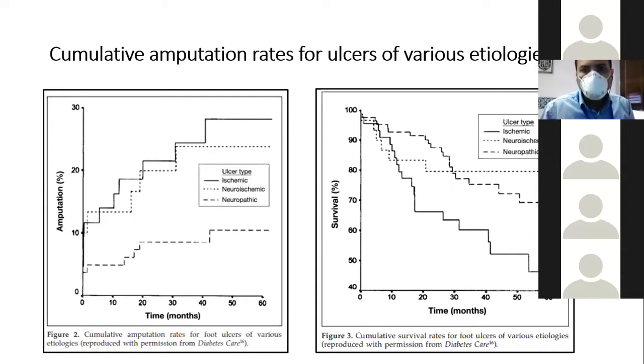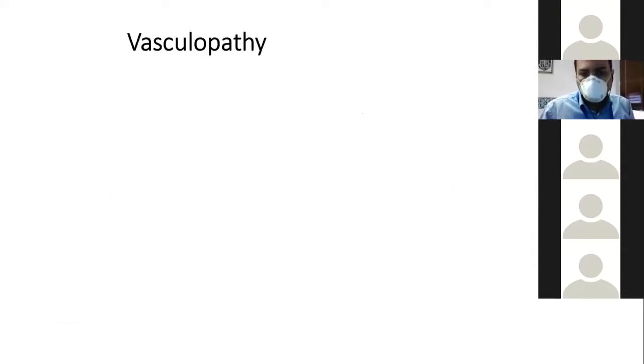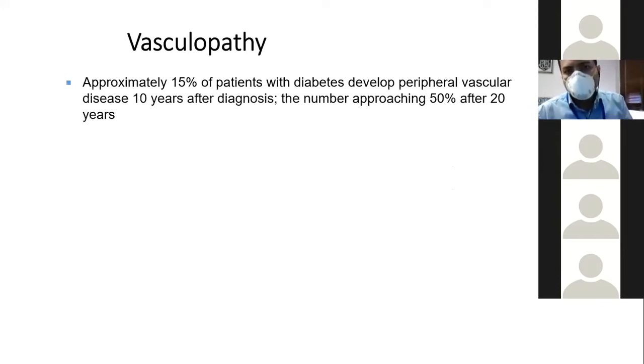So it is very important to identify the peripheral vascular disease, which is neglected in diabetic patients. If I go by the epidemiological data, 15% of diabetic patients develop peripheral vascular disease over 10 years of diagnosis, and the number reaches up to 50% after 20 years. So in your clinic, if a patient comes with a 20-year history of diabetes, half of them have peripheral vascular disease.